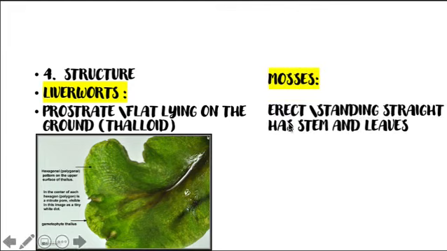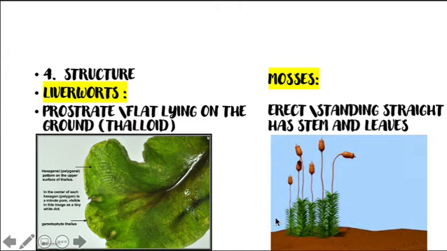And when you look at the mosses, although they look very flat, when you take a closer look at the moss, you will see that it is not a thallus structure or not flat, but it is erect. The structure of the plant body is erect. It is standing straight. It is composed of stem and leaves.